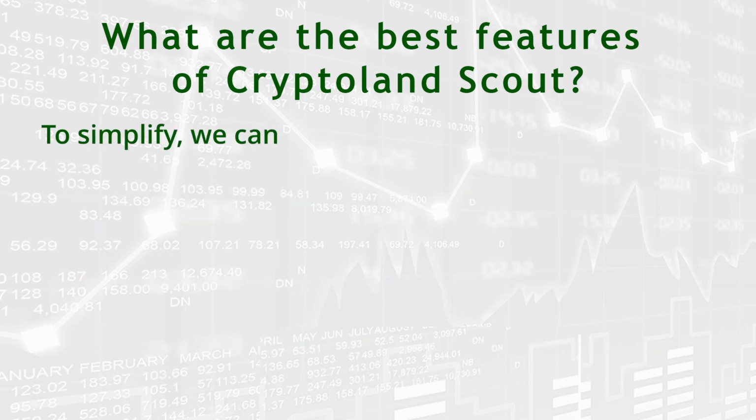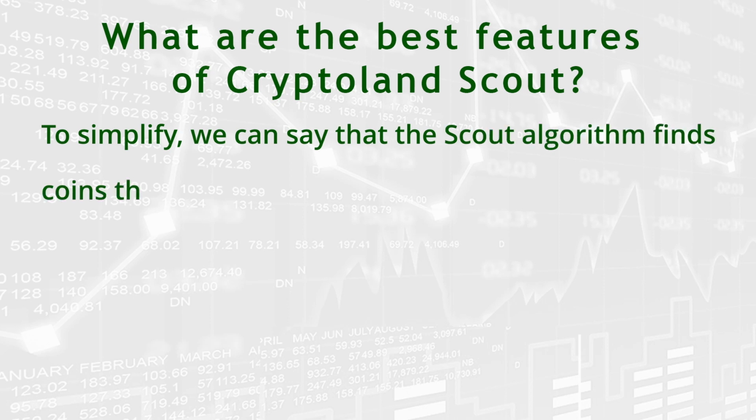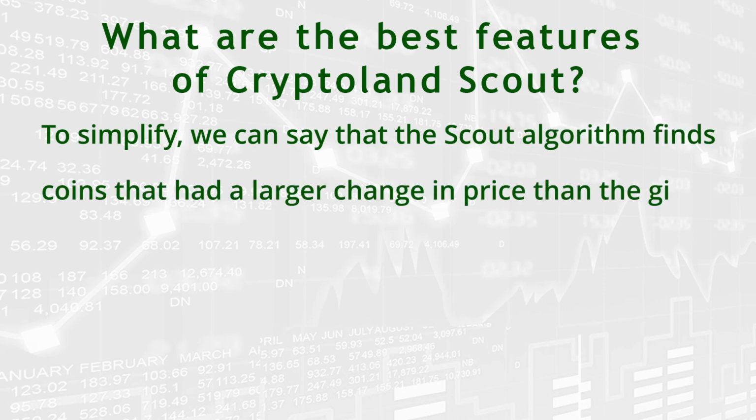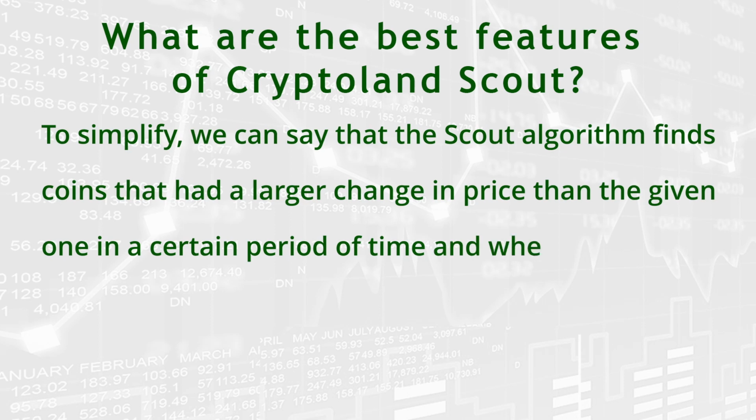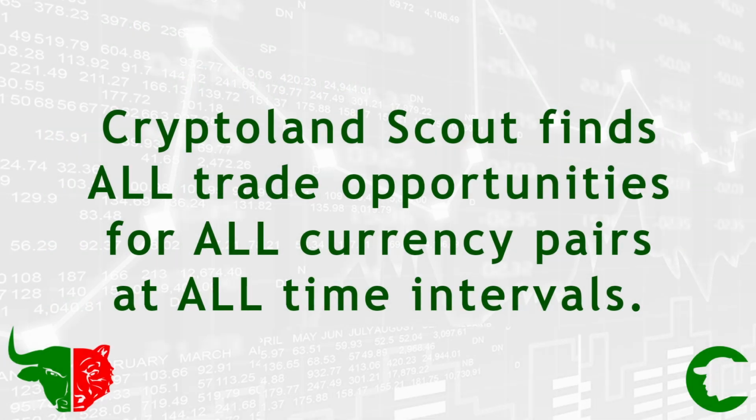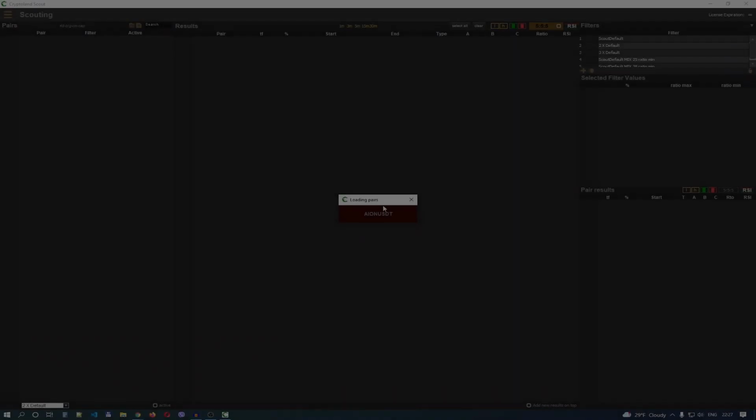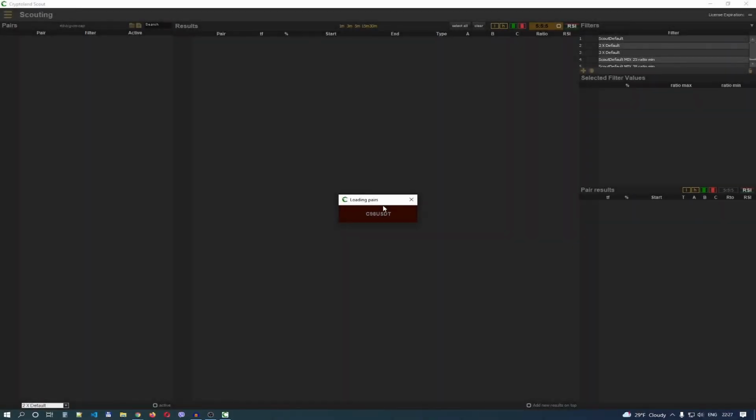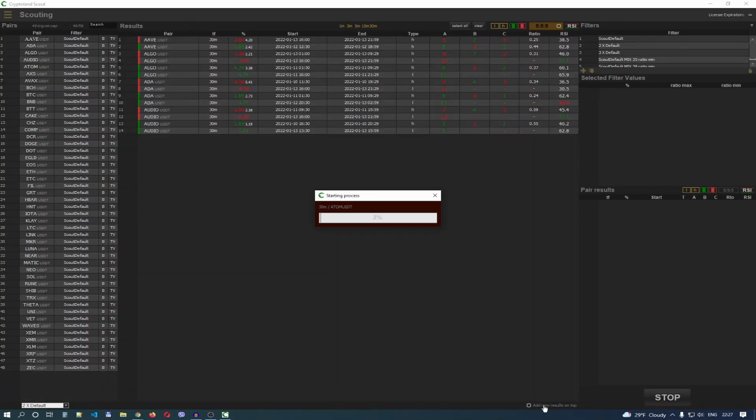To simplify, we can say that the algorithm of Scout finds coins that had a larger change in price than given in a certain period of time and where the chart structure is recognized as suitable for trading. The advantage of Cryptoland Scout over other programs of this type is that it finds all the good opportunities. The biggest help Scout can give you is to scan the entire crypto market at once and give you potentially good trades for all currency pairs at all time intervals.